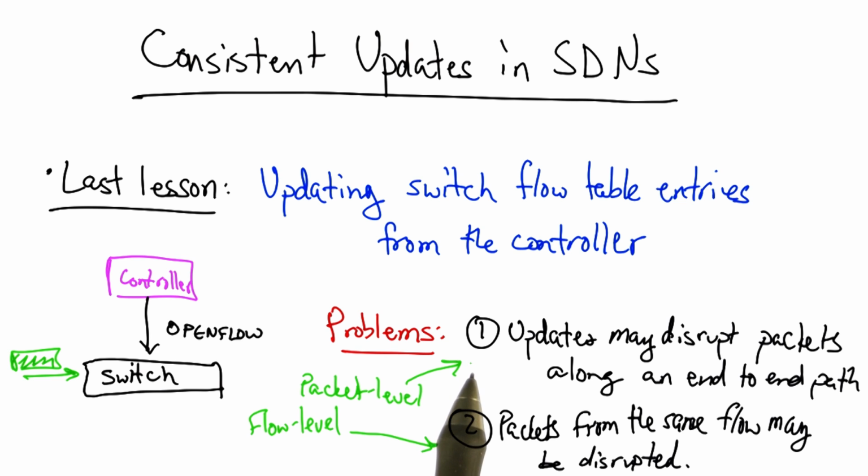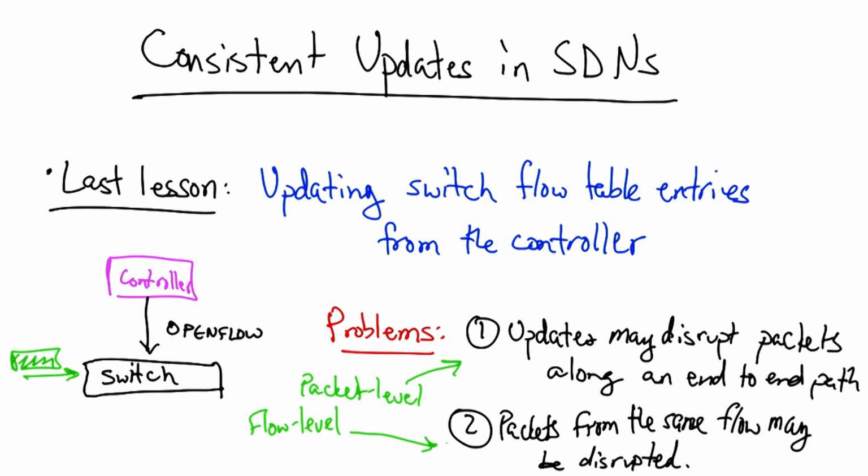The first problem is known as a packet level consistency problem, and the second problem is known as a flow level consistency problem. In this lesson, we will explore these problems in more detail and look at various approaches to guaranteeing consistent updates in SDNs.